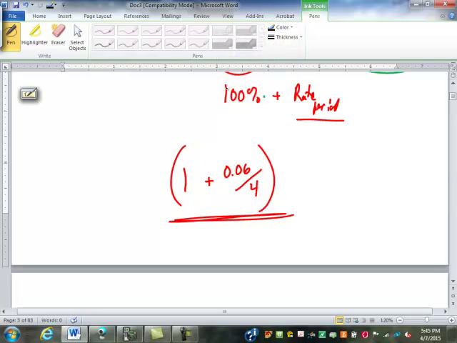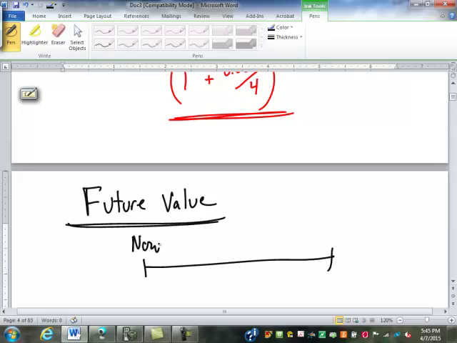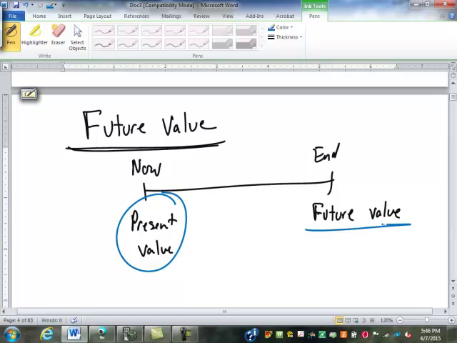So if I want to do a different problem and find what's called the future value, if you're looking at a timeline, you have now, and you have the end of the term of this, the future value, which is usually just abbreviated FV, is that value at the end, in the future. The value right now would be the present value. So in that last problem, the $4,000 that we started out with was the present value. And we found the 4,782 was the future value, what it would be worth in the future.